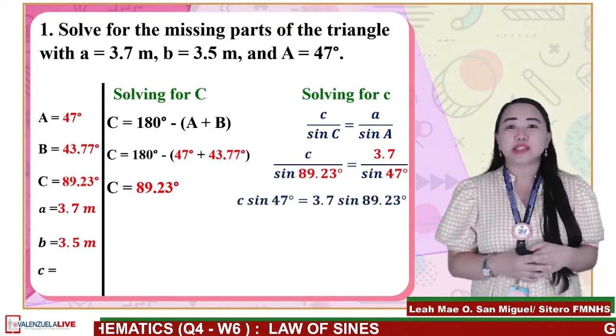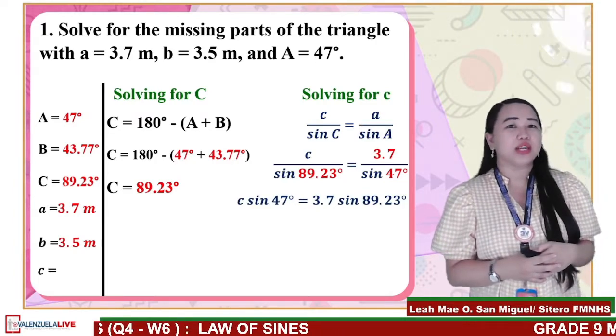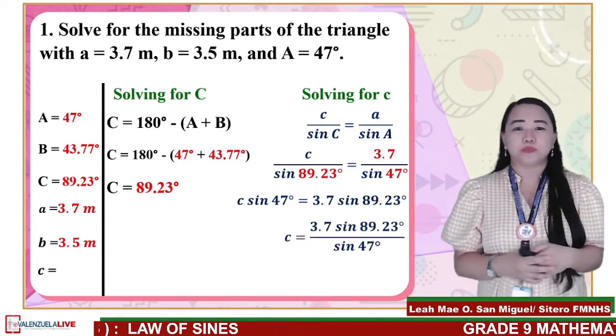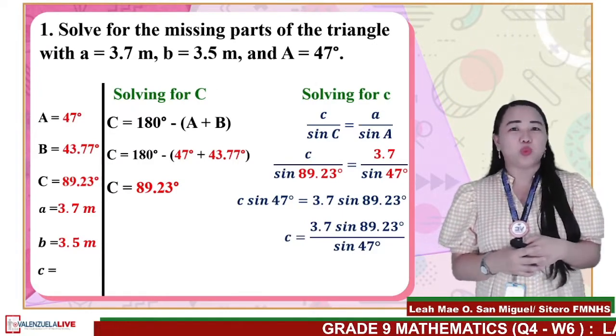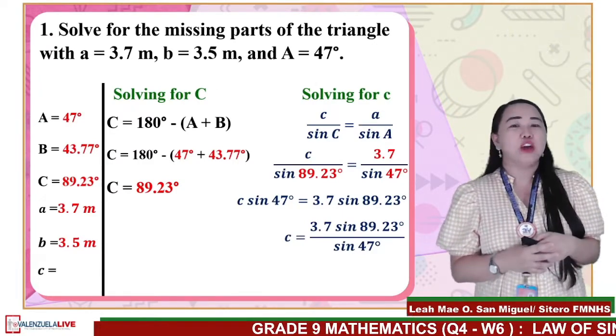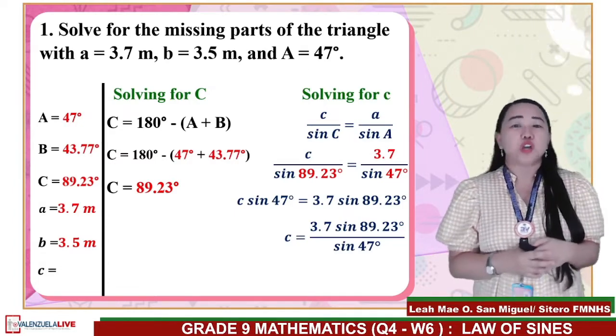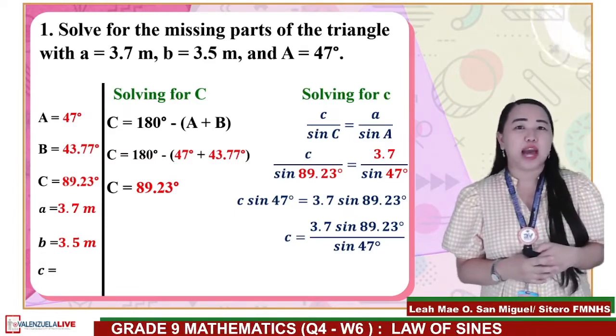Then divided by sine 47 degrees to isolate C, we get this equation. C is equal to 3.7 sine 89.23 degrees over sine 47 degrees. Solve it using your scientific calculator.